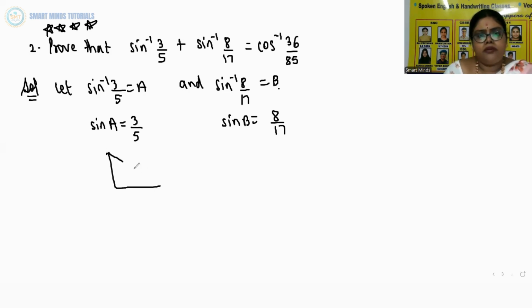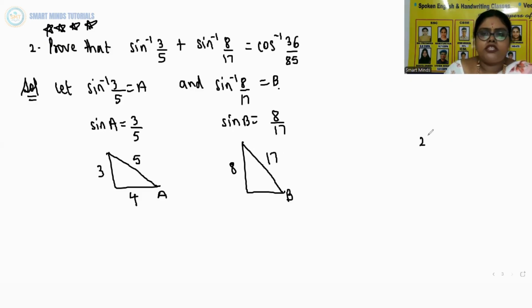Now if we draw the figure, if this is A, sine theta is opposite by hypotenuse. So this is opposite and this is hypotenuse. The third side will be 4 because 3, 4 and 5 make a Pythagorean triplet. Now if I take this right angle triangle as B, again sine is opposite by hypotenuse. So this is 8, this is 17. How to find the third side? 17 square is 289 minus 8 square is 64. So this is 225 and square root of 225 is 15. So this side is 15.